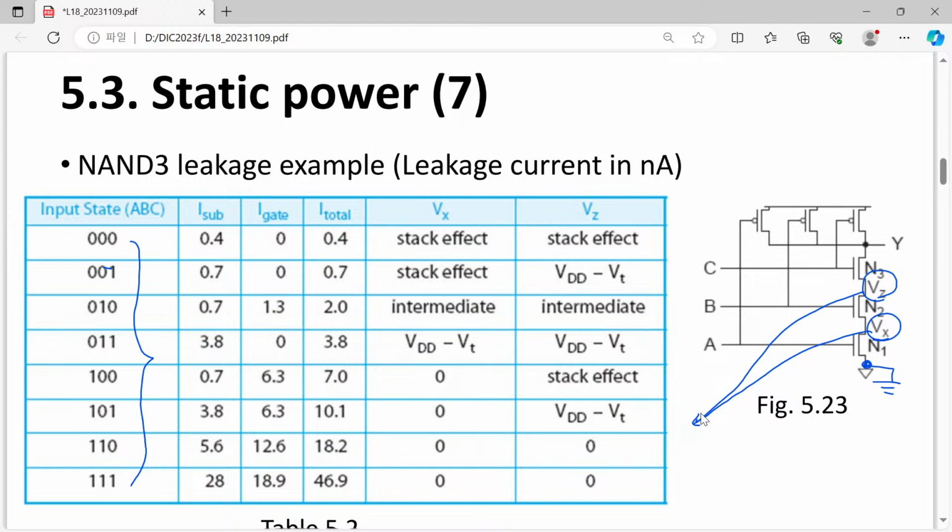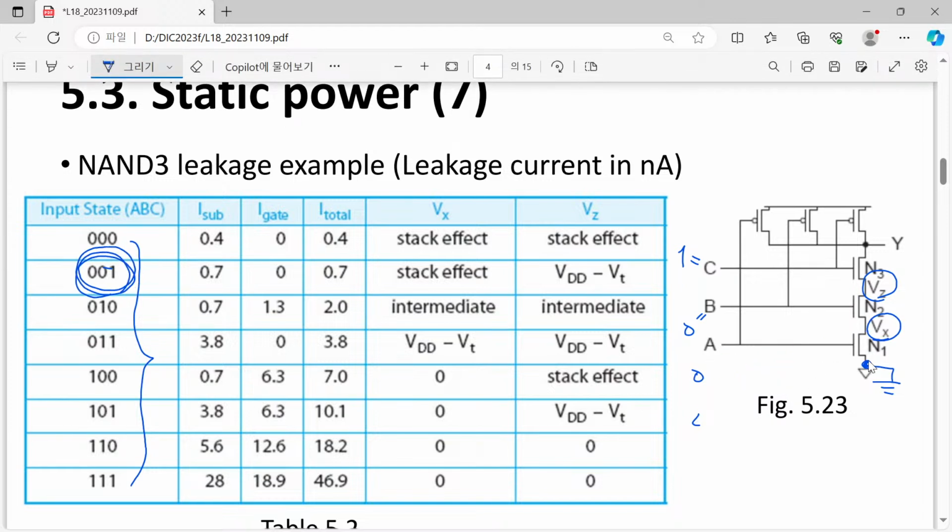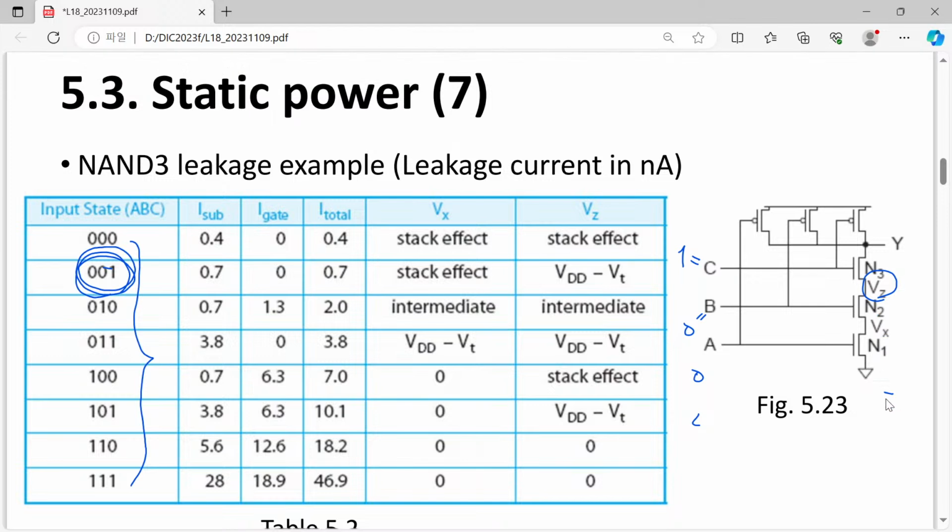So, for example, let's think about the case A equal to 0, B equal to 0, and C equal to 1. Where can you find it? A, B, C: 0, 0, 1. Yes, here you can find this one. In this case, what will happen? A and B transistors are turned off. However, the C transistor is biased with VDD.